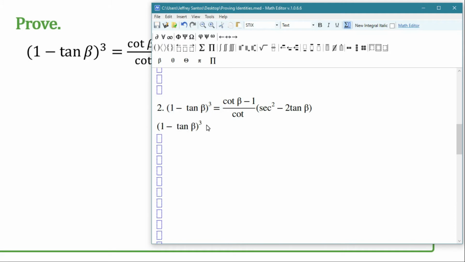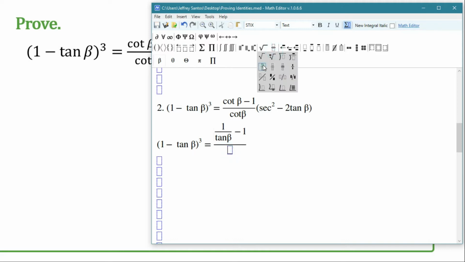Since we all know, using the reciprocal identity, cotangent of beta can be written as 1 over tan. So, i-represent natin siya as 1 over tan of beta minus 1. Alright, minus 1. Sorry, nawala yung beta. Alright, the cotangent of beta, represent natin siya as 1 over the tangent of beta.